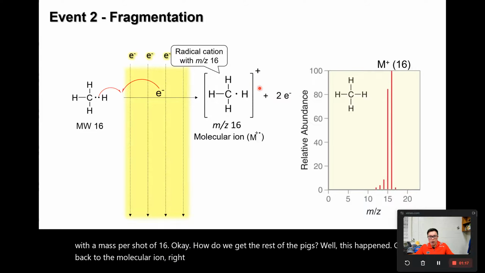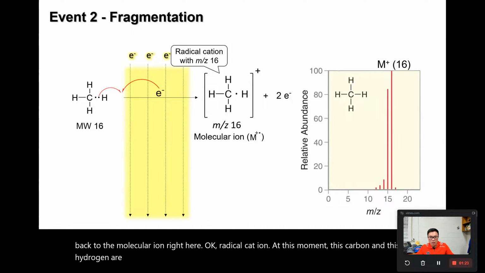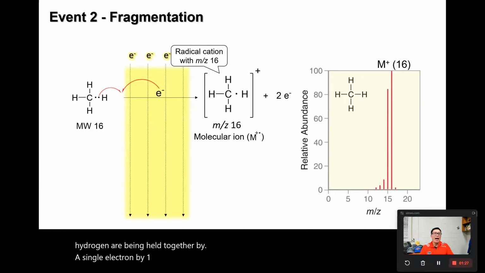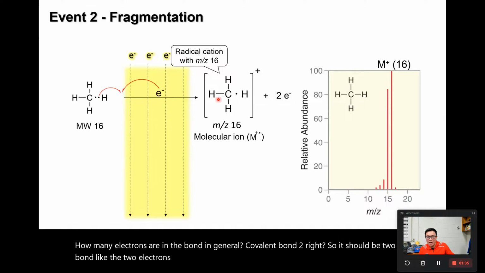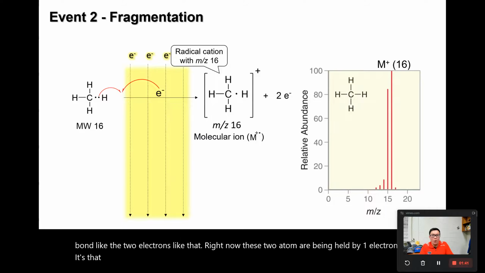Radical cation. At this moment, this carbon and this hydrogen are being held together by a single electron. How many electrons are in a covalent bond in general? Two, right? So it should be two electrons like that. Right now, these two atoms are being held by one electron. Is that stable? Of course not. This guy is really fragile. What's going to happen after?